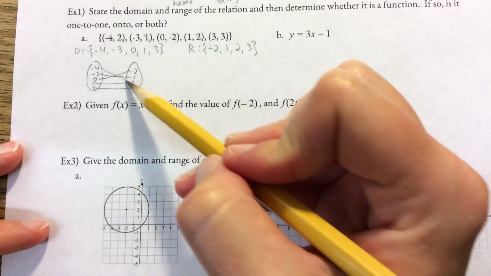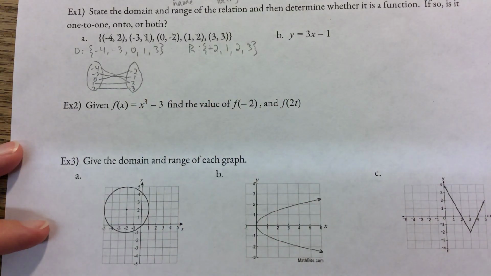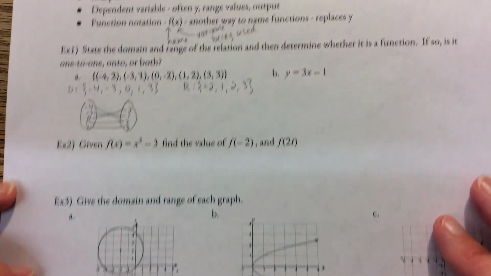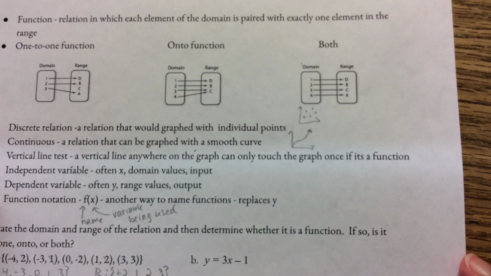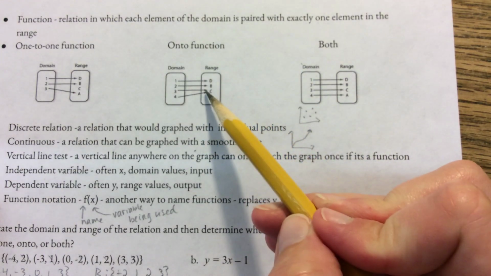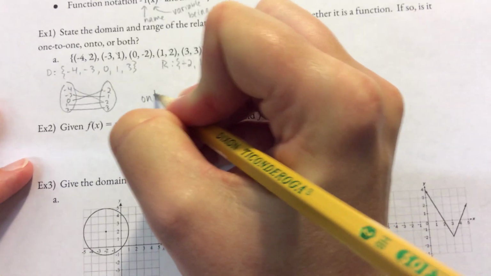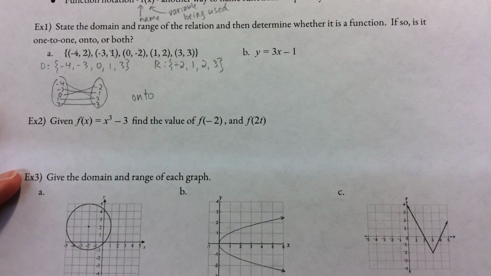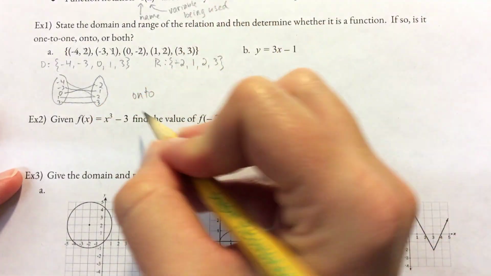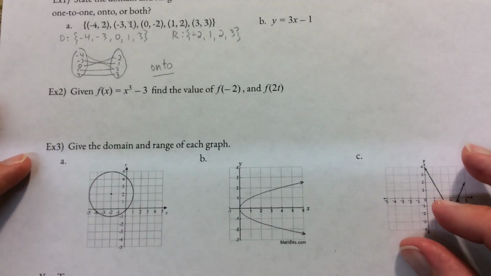Okay, so since we have 2 of them going to this 2 over here, if I look back up at the top, you can see that's kind of like this one where 2 of them are going to the same element. So this is going to be an onto function. So it is a function, and it's an onto function.